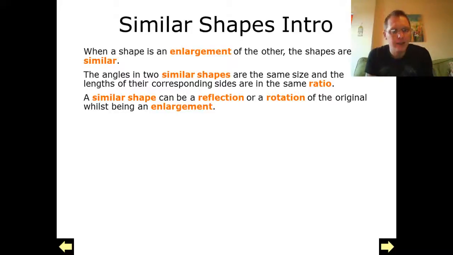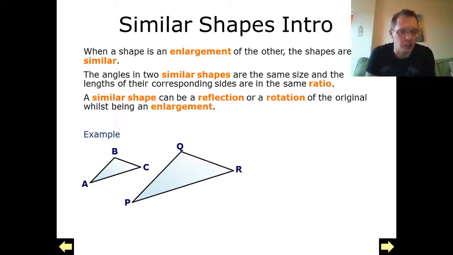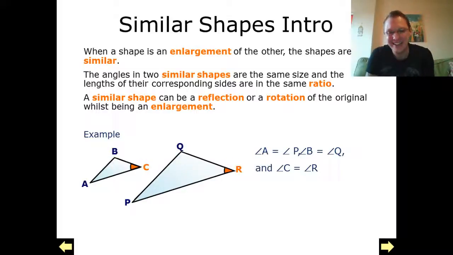Similar shapes can be a reflection or rotation of the original shape, but will also include some form of enlargement. So here I've got two triangles. I've got triangle ABC and I've got triangle PQR. So angle A is equal to angle P. Angle B is equal to angle Q. Angle C is equal to angle R.